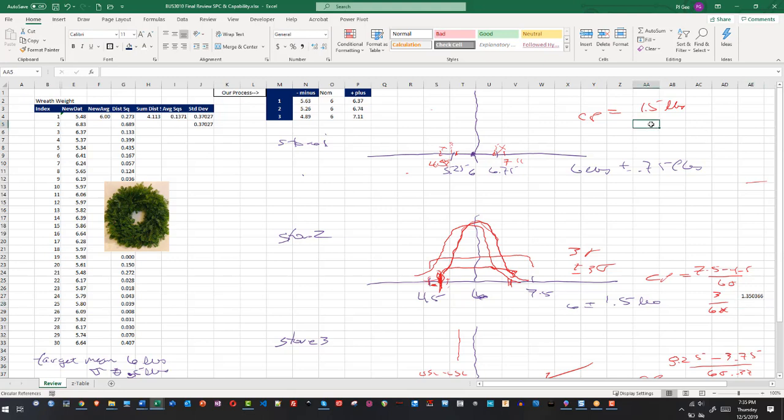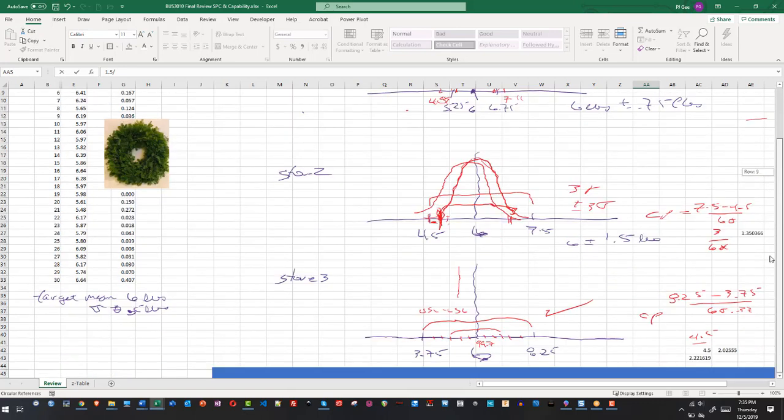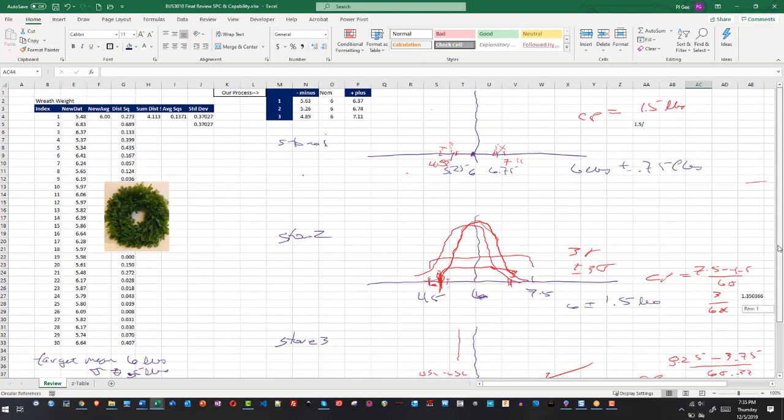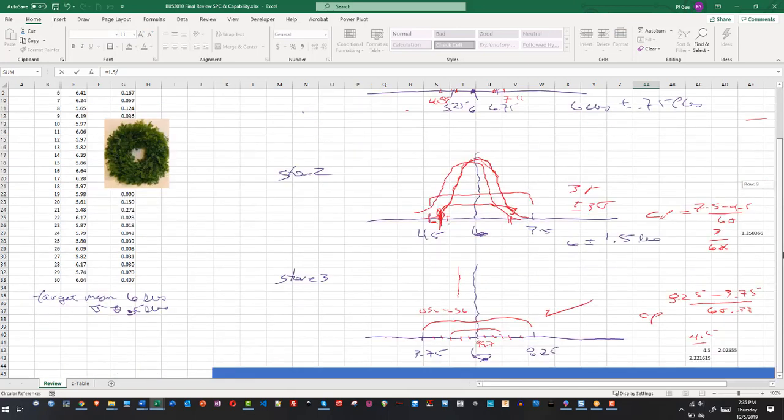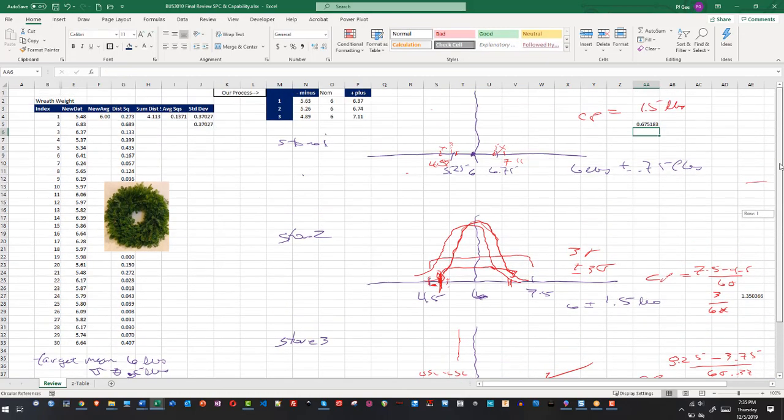So the actual CP is going to be equal to 1.5 divided by, how long was our 6 sigma? It was 2.222, right? Hit that. I think something went wrong, and this happens when you don't put in your equal sign. Now we'll do that one more time. Okay. So as you can see, our process capability is less than 1. Uh-oh, that's bad. Okay. So we start out bad.